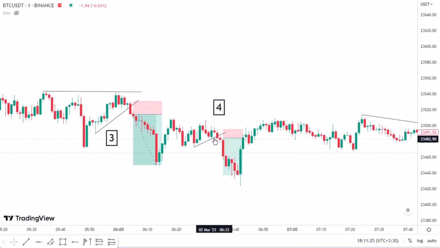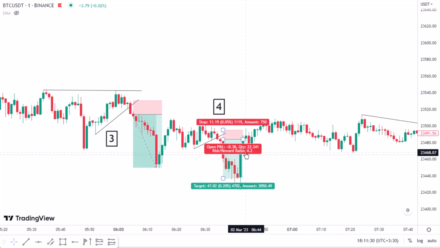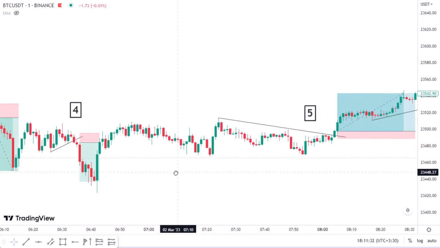On the next position we have a trend line with 2 touches. On the third time it breaks it here, we enter the sell position, put our stop loss above the candle, and it gives us a reward of 4.2.